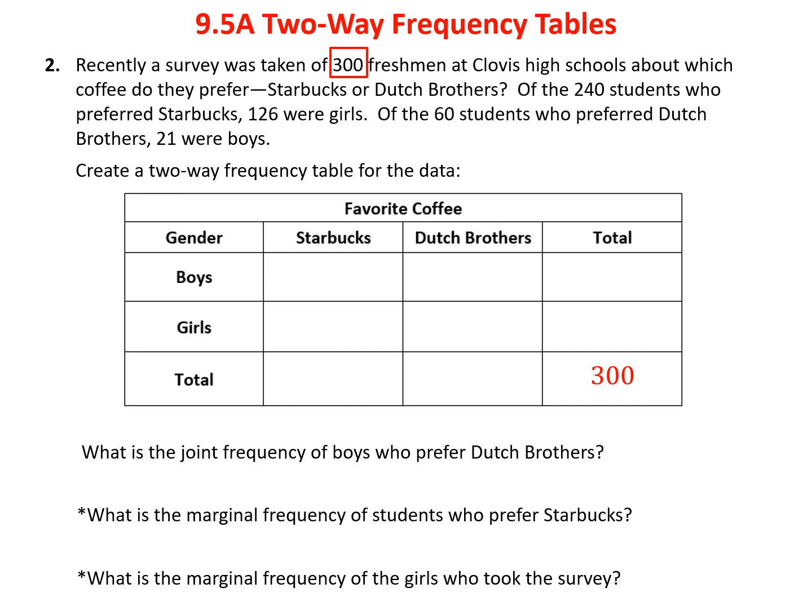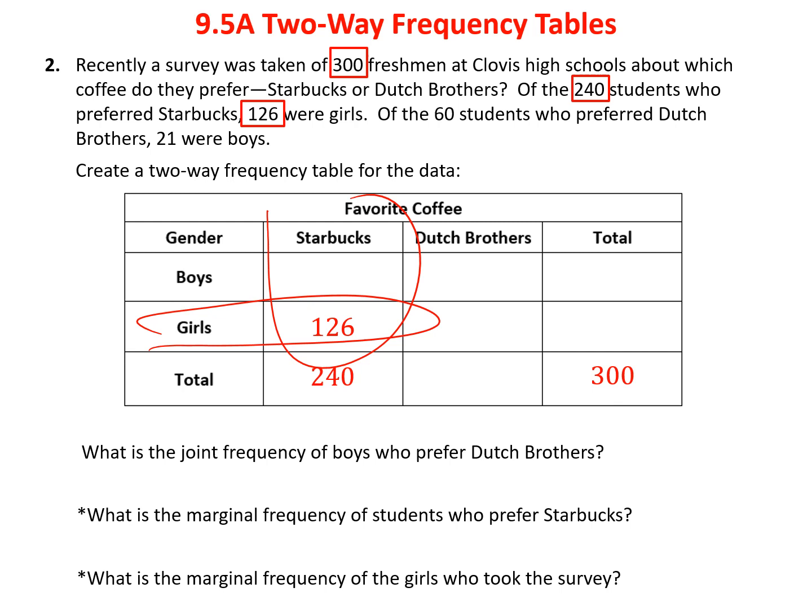Of the 240 students who preferred Starbucks, so that's going to be my marginal. The total who preferred Starbucks will be the total of the Starbucks column. So the 240 will be the total of the Starbucks. Of those, 126 were girls. So I'm looking for girls who like Starbucks. So in that category, we're going to put 126.